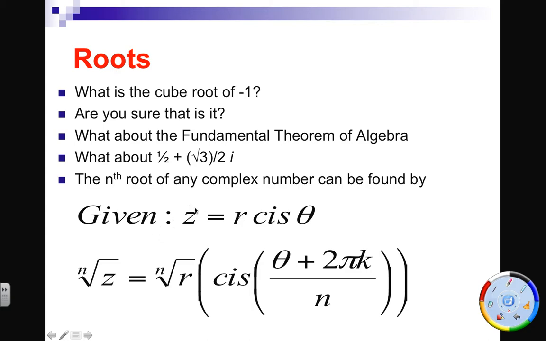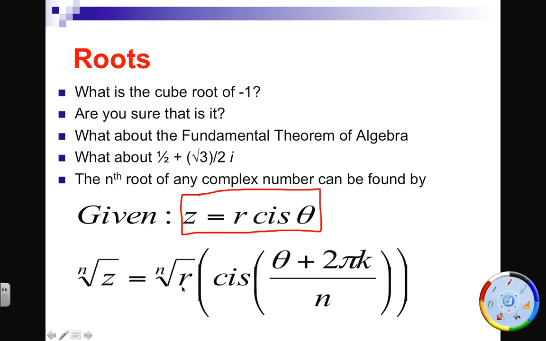Okay, if you are given a complex number in trig form, this has to be done in trig form. If you want to take the nth root of that number, first, you need to take the nth root of r. So it's really nice if r is a good number, like 1. Not always the case, though. Then it's going to be CIS of theta plus 2 pi k over n. Huh. And you're probably racking your brain going, I have no idea what's going on right now.